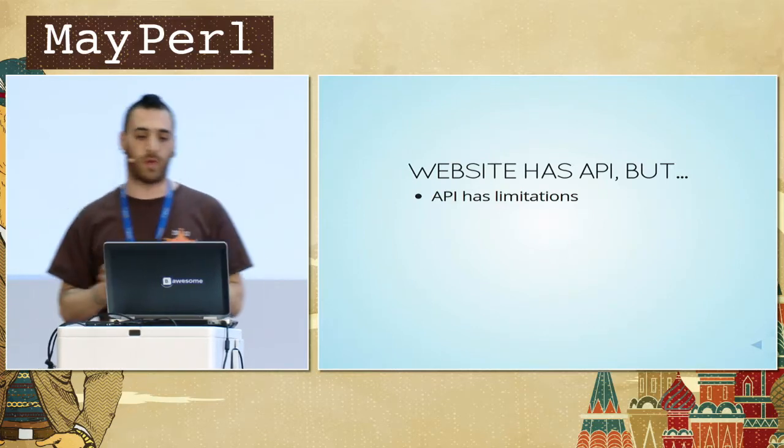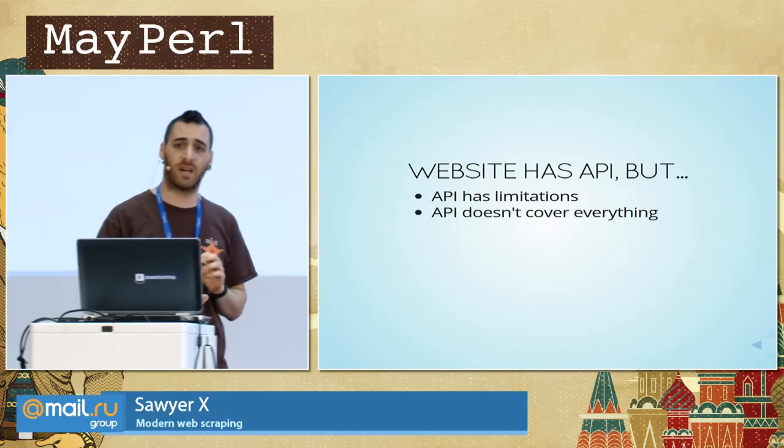Now, on the other hand, it's possible that a website might have an API, but there's a few problems with it. For example, the API might have limitations: the number of requests that you can run, the number of details that you can get, and all of these things. And it can be very, very annoying. It's possible that it doesn't cover everything.